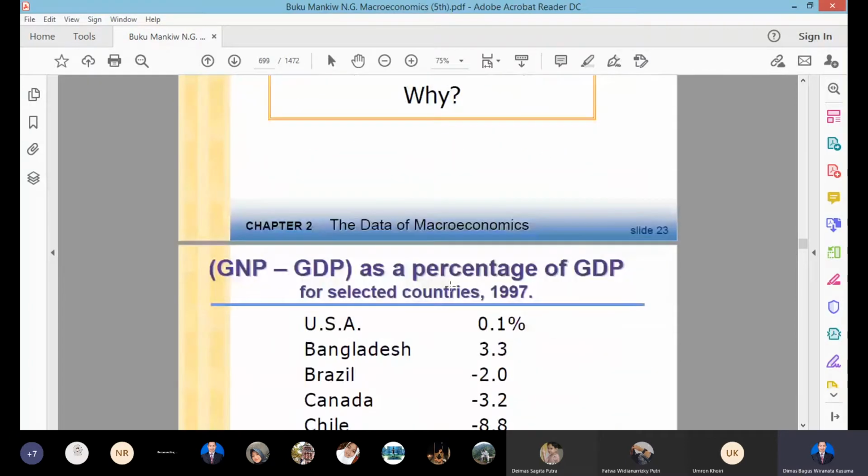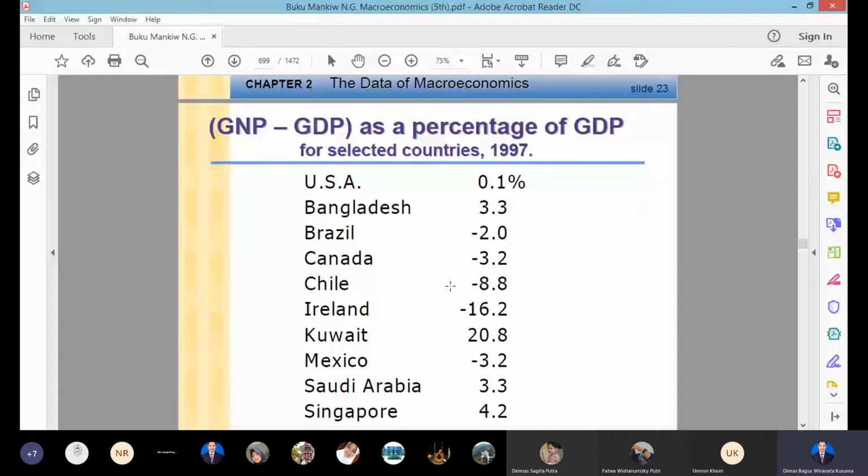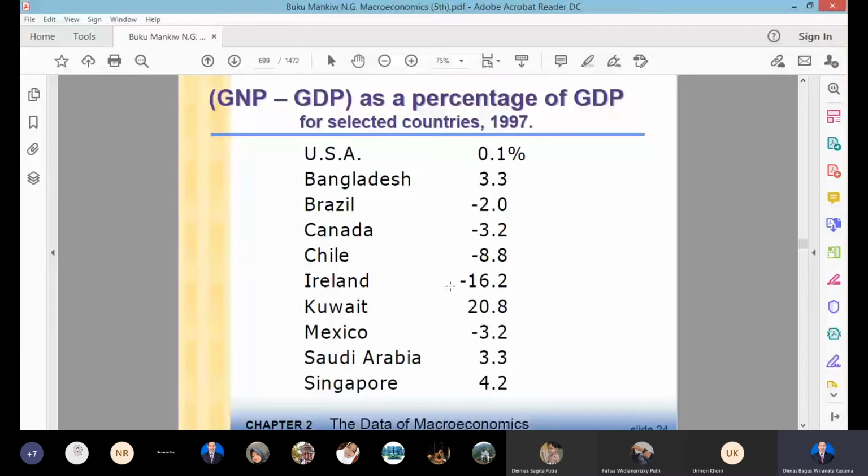And here is the figure of GNP minus GDP as a percentage of GDP growth for selected countries in 1997. You can see, sisters and brothers, that among the selected countries only a few of them are recorded with a positive sign: only Saudi Arabia, Singapore, Bangladesh, and USA. What is the meaning of the positive sign?